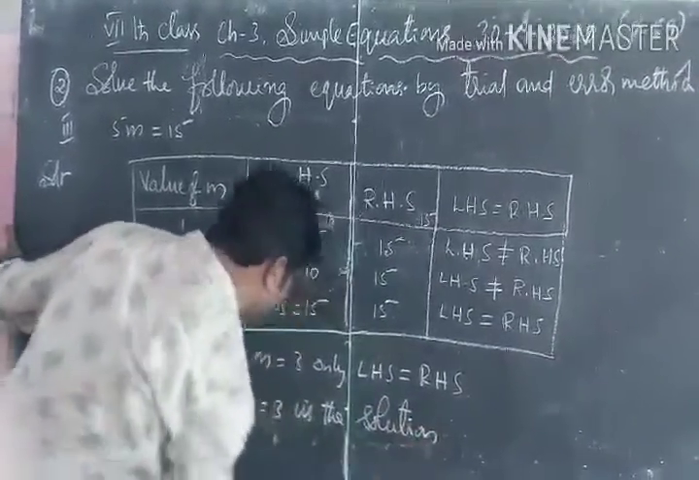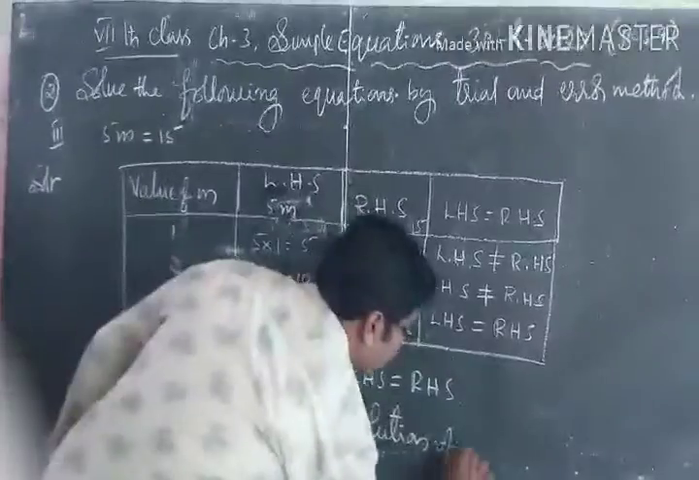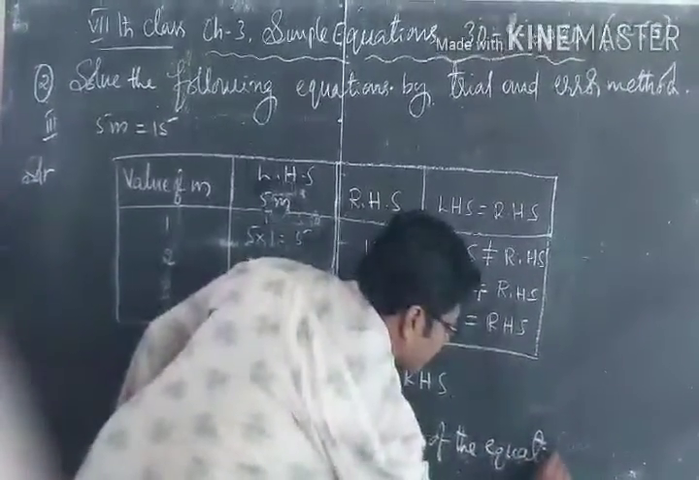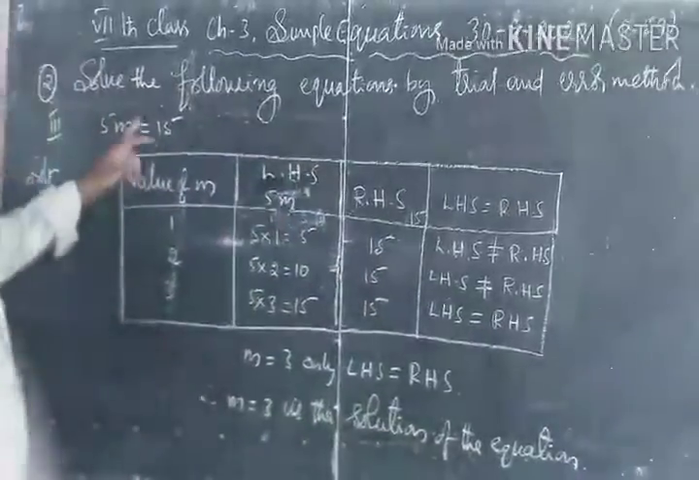M is equal to 3 is the solution of the equation. Understood, children? See, once again I will explain.